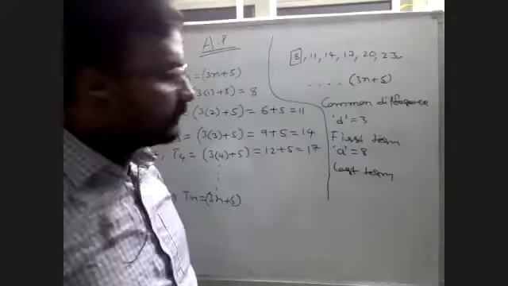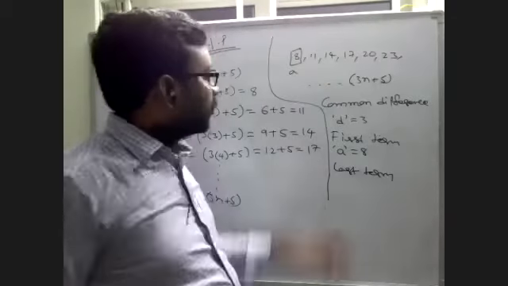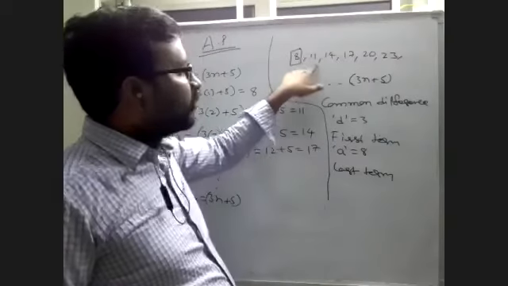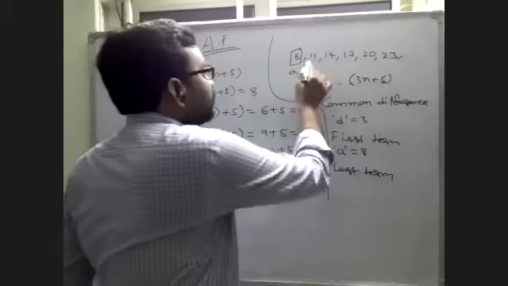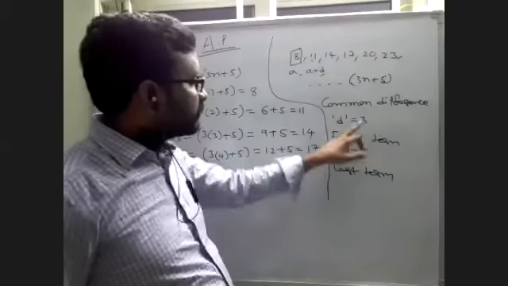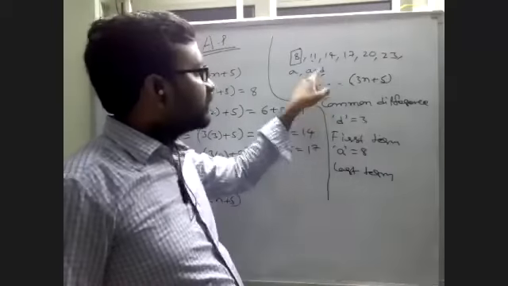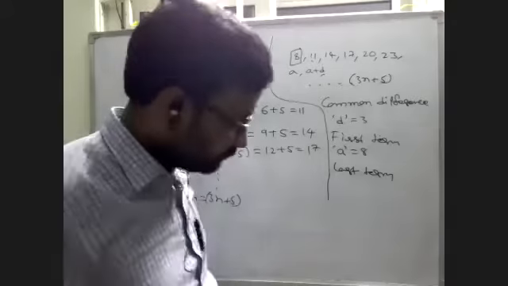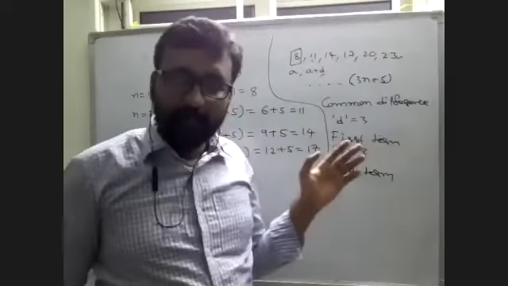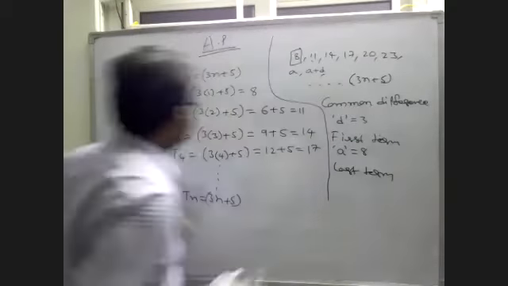If you observe, this is A. For 8, you are adding 3, then you are getting 11. So this is nothing but A plus D. A is 8, D is 3, A plus D is 11. This example you need not copy. Questions you can copy. That's why I am erasing this one.